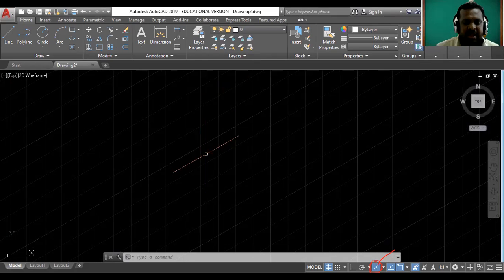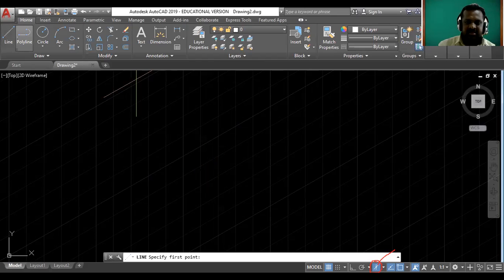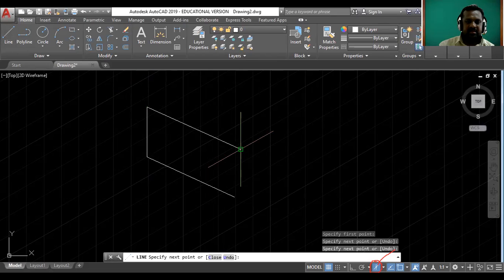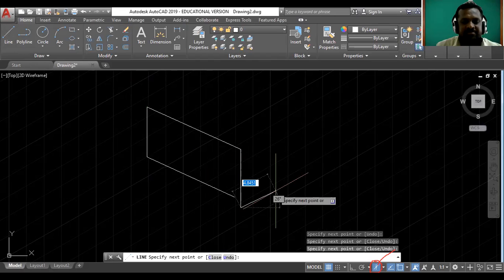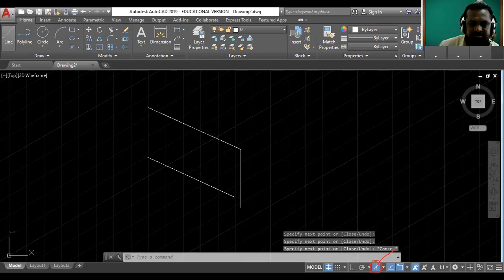Now we can try to draw the isometric view in AutoCAD. Just take the line here. For example, I'm going to draw a box here.